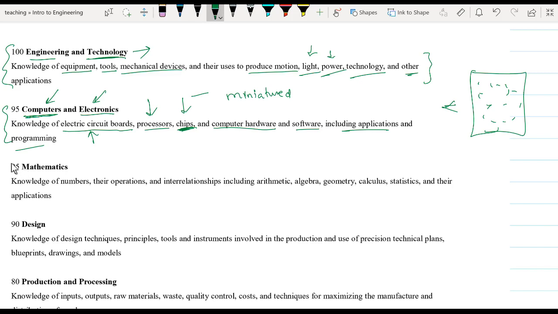Now, the other kind of knowledge which you are going to find very useful is the knowledge of mathematics. Most of you have joined engineering because you are good in mathematics in high school. You might talk about mathematics and physics, but the one that is coming here first is mathematics. So you are going to require the knowledge of numbers, knowledge of operations, including their relationships, and those are going to be covered in basic arithmetic, algebra, geometry, calculus, statistics.